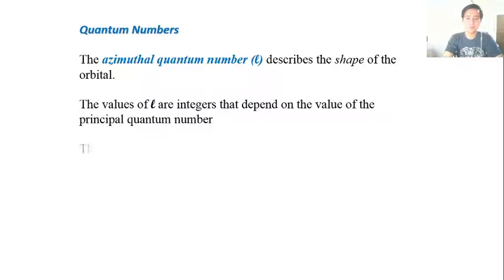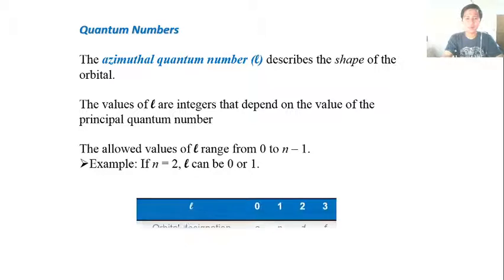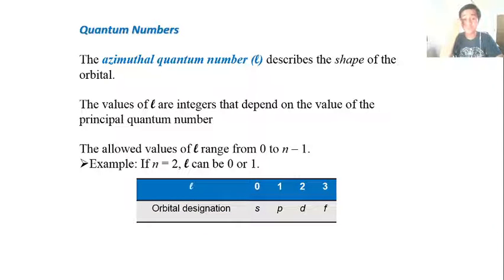But these letters correspond to a value, right? Because we said earlier that l can range from 0 to n minus 1. So the orbital designation for S, the value is 0. For P, it's 1. For D, it's 2. And for F, it's 3.